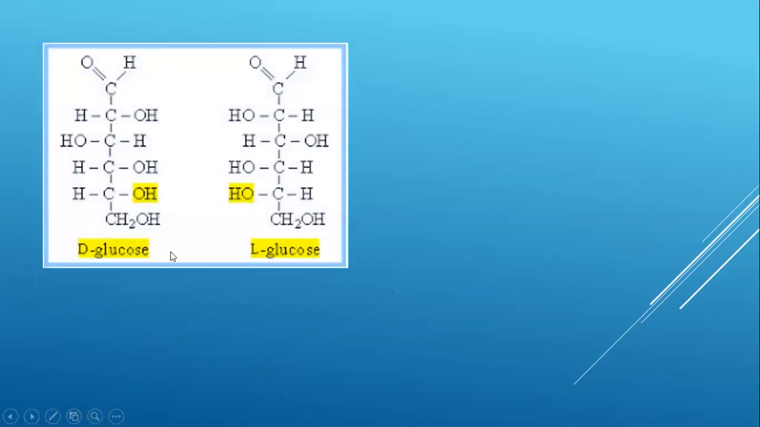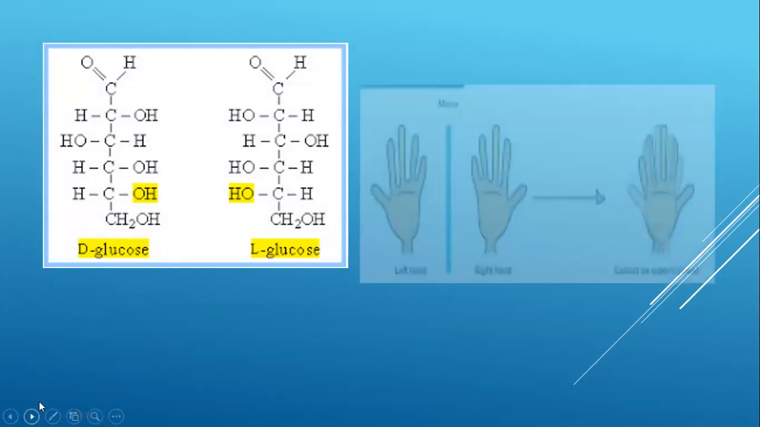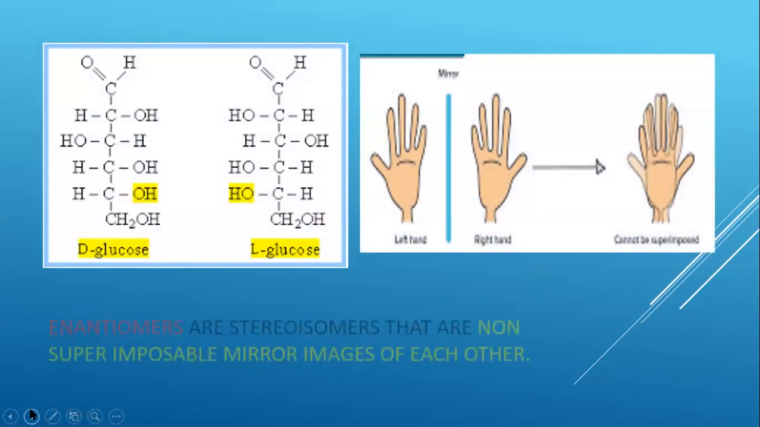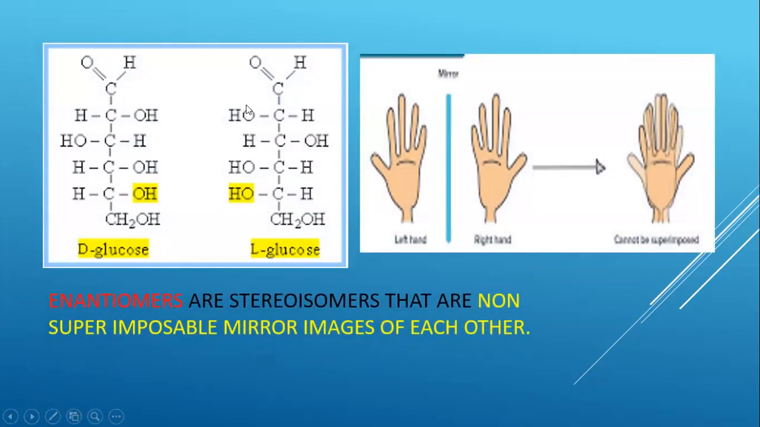Look at this now. There are different forms of stereoisomerism. The first one we're going to look at is what we have here. This is glucose, and this is another glucose. These two molecules are mirror images of each other. You know how it is when you look at a mirror. Your right hand in the mirror becomes your left hand in real life, and your left hand becomes your right hand. That's how it is here.